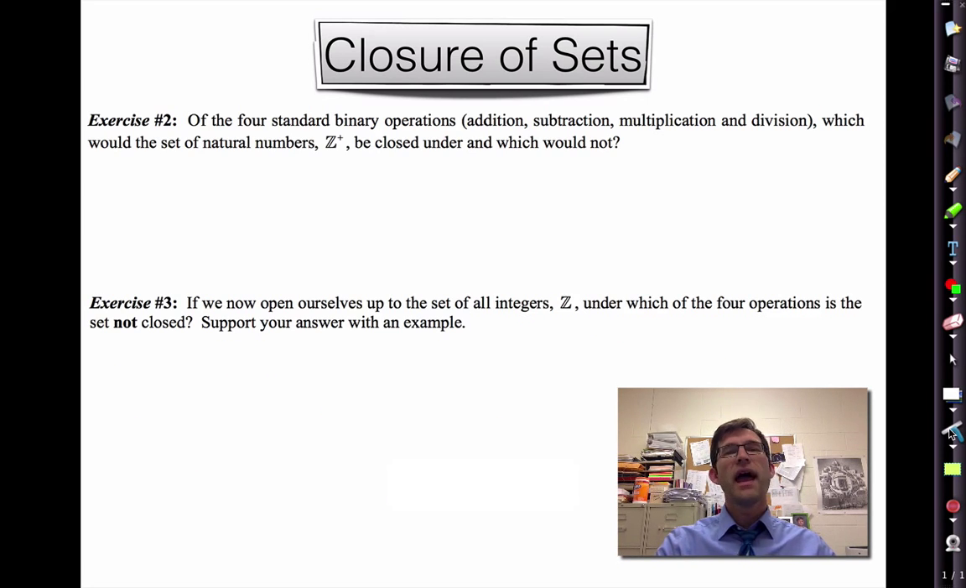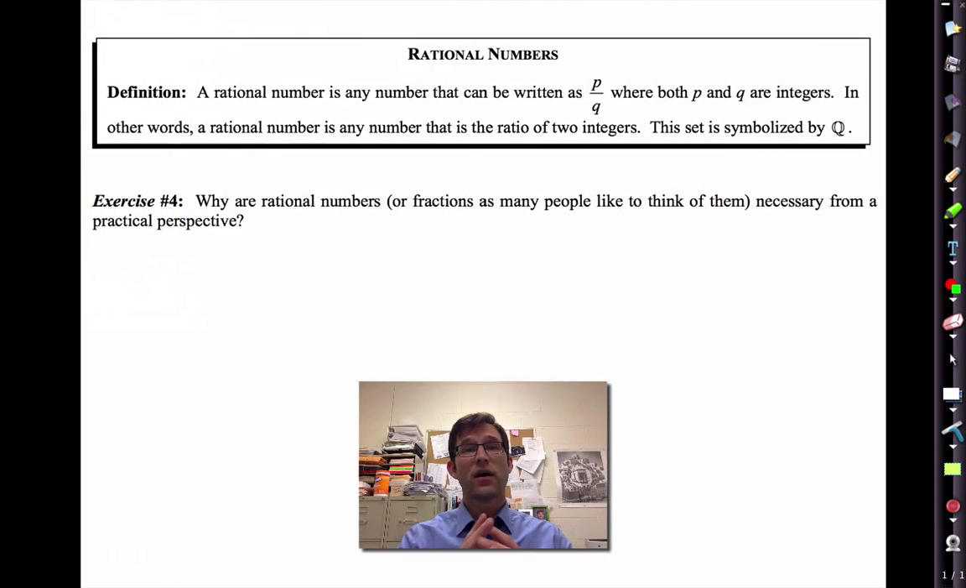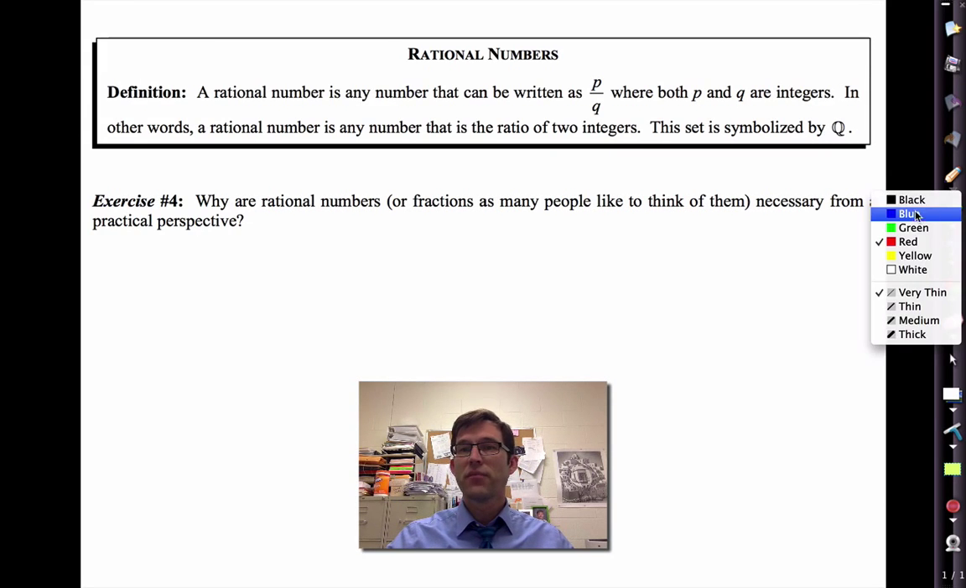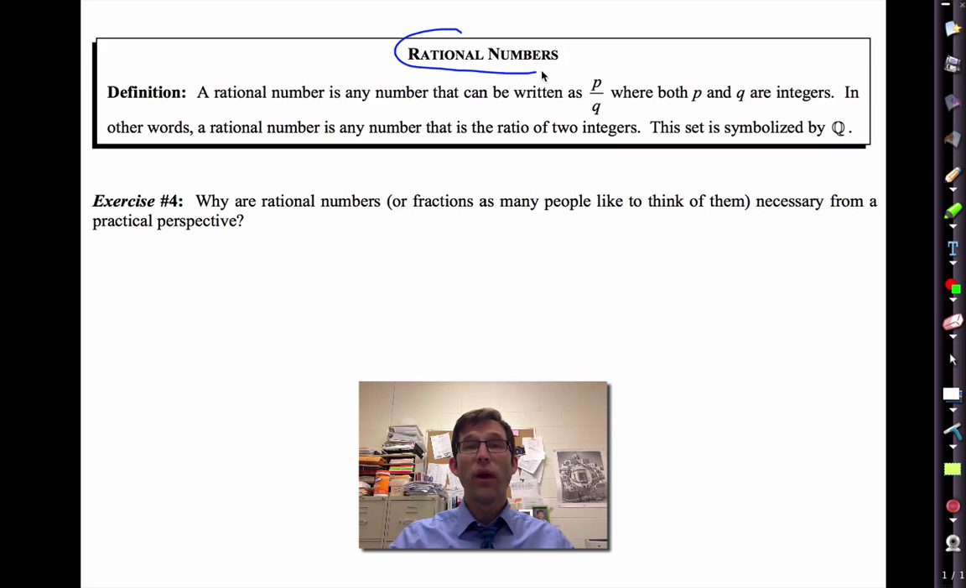All right. So division gives rise to a new type of number, what's known as a rational number. And rational numbers are very, very important. I want you to know this definition because it's very simple. A rational number is any number that can be written as p divided by q, or the ratio of p to q, where both p and q are integers. In other words, a rational number is any number that is the ratio of two integers.